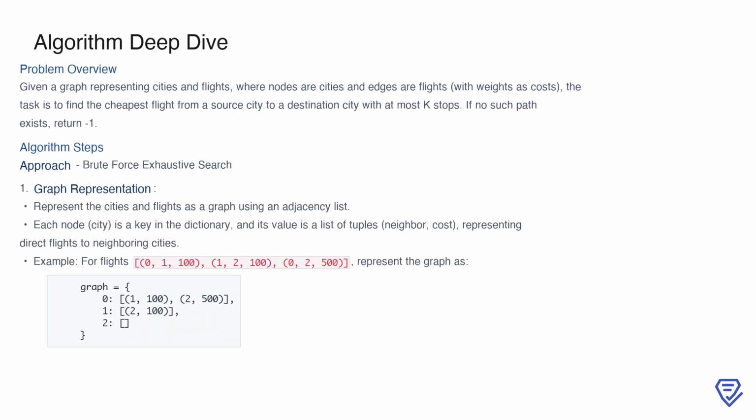In this problem, we are tasked with finding the cheapest flight from a source city to a destination city with at most k stops. The graph consists of cities as nodes and flights as directed edges, where the weights of the edges represent the costs of the flights.